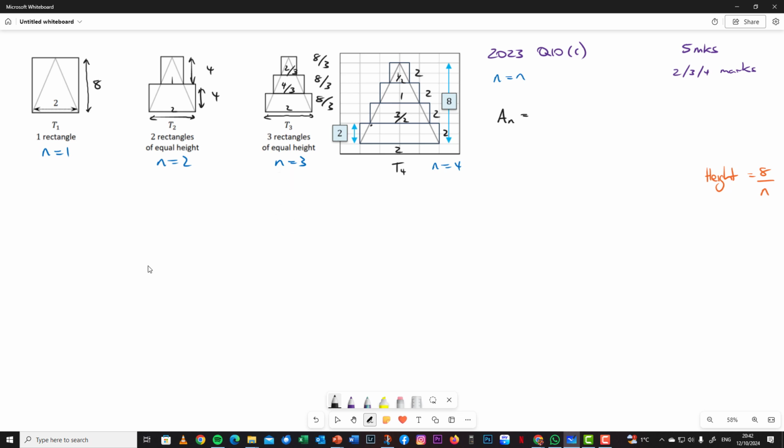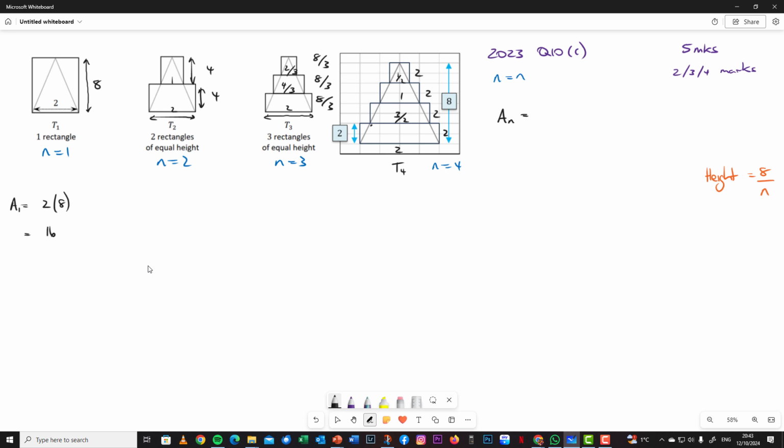Okay, so let's start by just writing down the sum of the areas of the rectangles in each of these patterns to see can we just identify some kind of a pattern in the question. So the first one here, the sum of the areas, we'll call it the area in, let's say, pattern 1, where there's one rectangle, is the base multiplied by the height. 2 by 8 is 16.